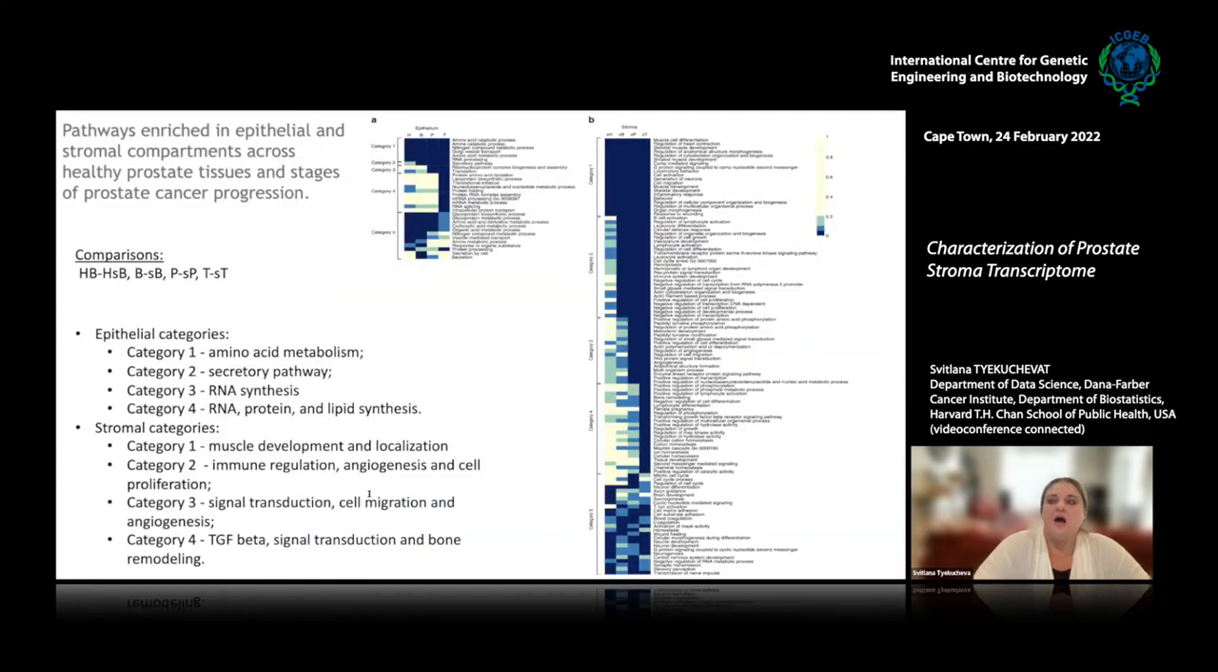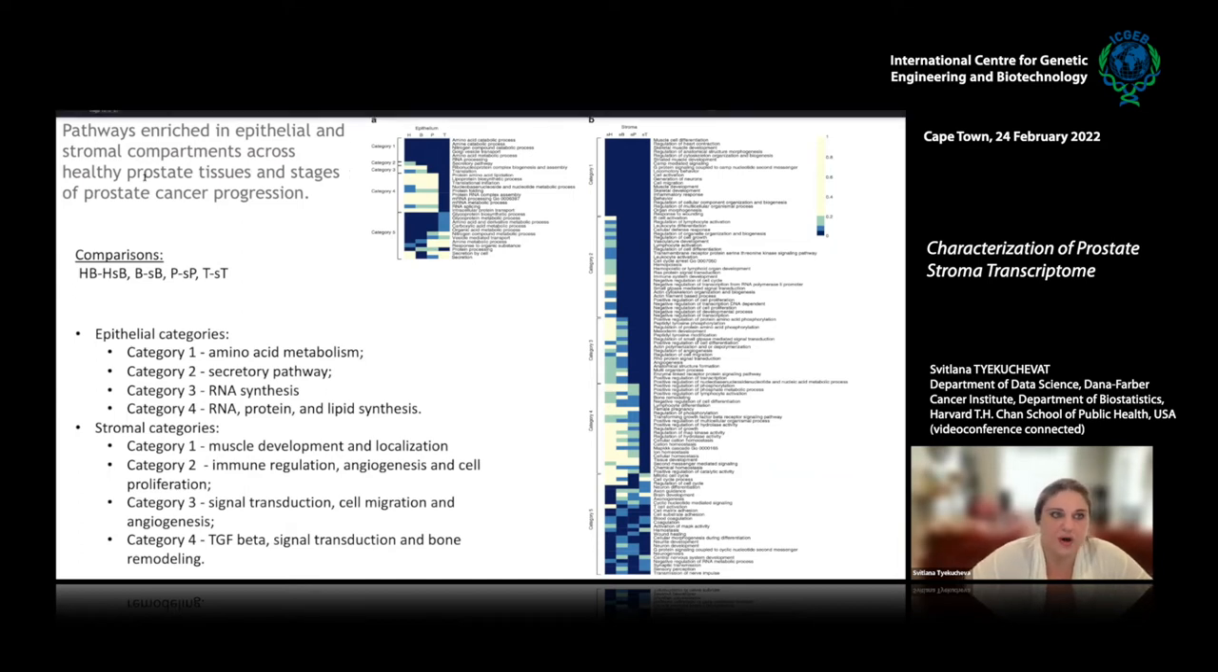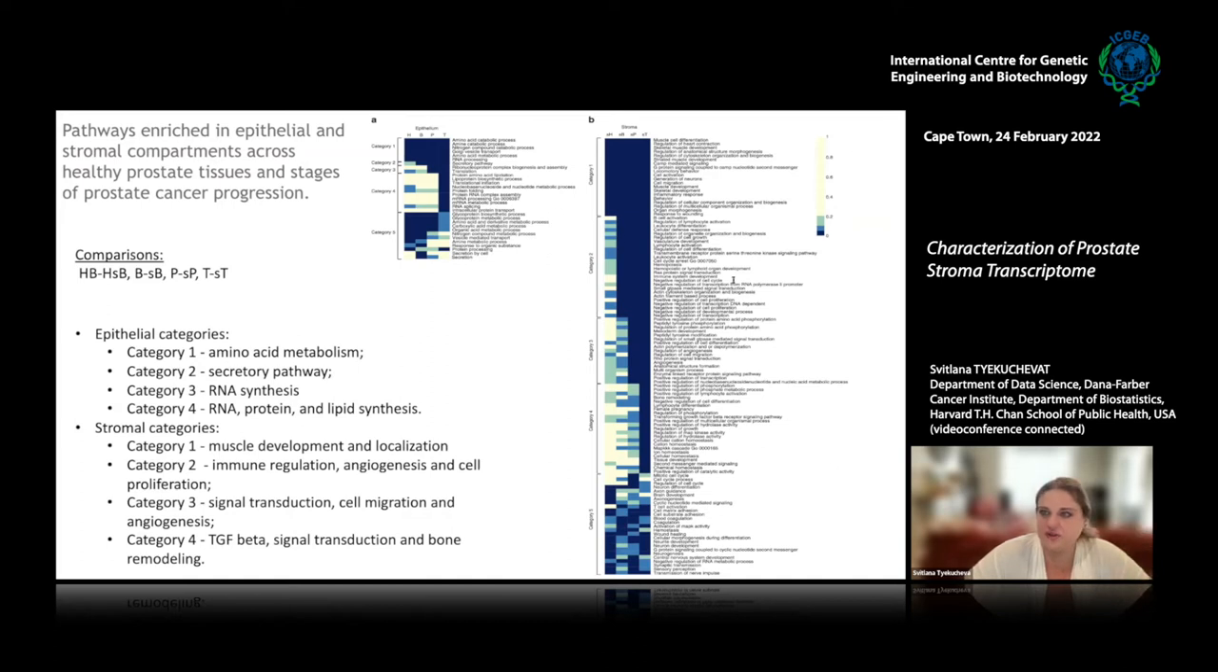Okay. So we performed, as I told you, the whole battery of the comparisons. And this is published work. We've done it several years ago. But I still wanted to show it, because it's a nice introduction, a good inspiration for our current work. So here I'm showing you the pathways enriched in epithelial and stromal compartments across healthy prostate tissues and stages of prostate cancer progression. Here you see the pathways that are enriched in the epithelium. Here, the pathways that are enriched in stroma.